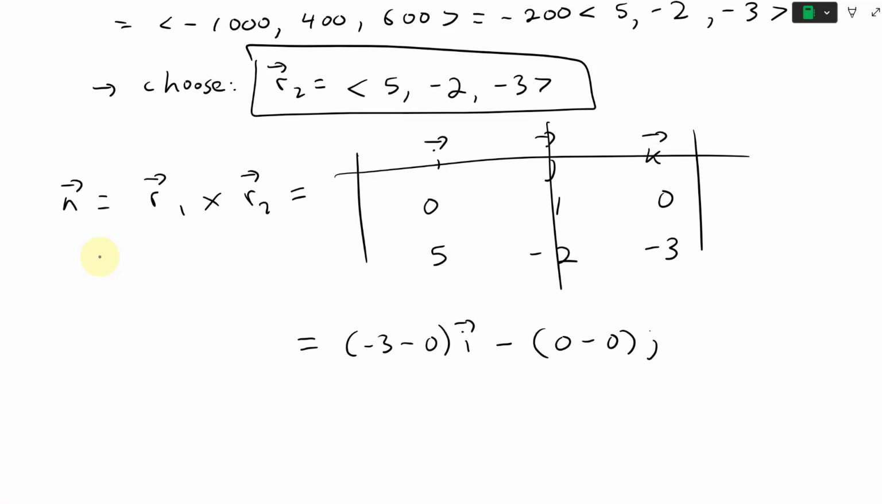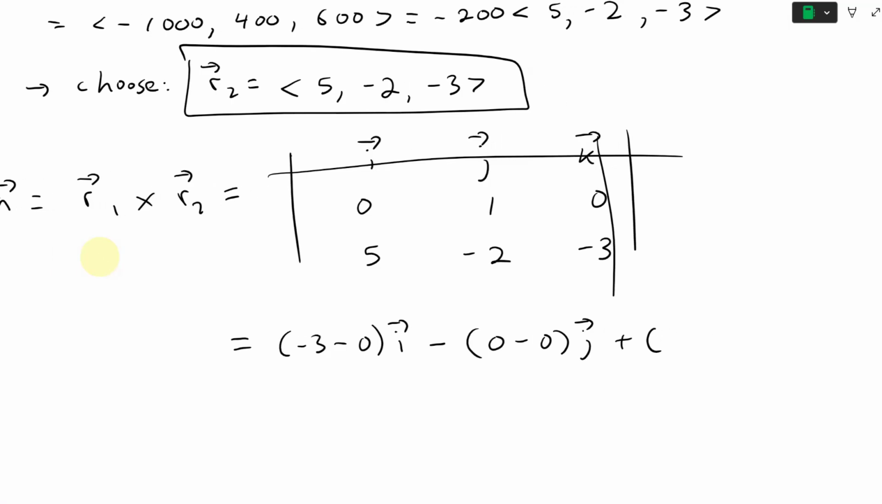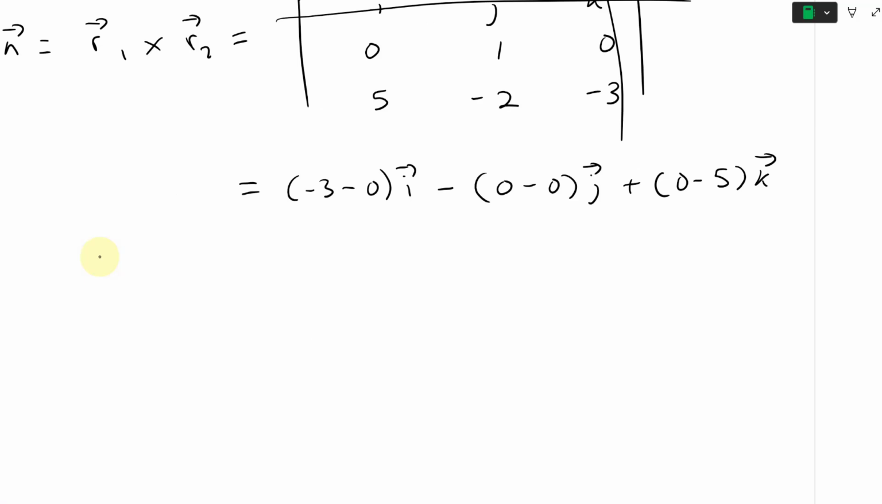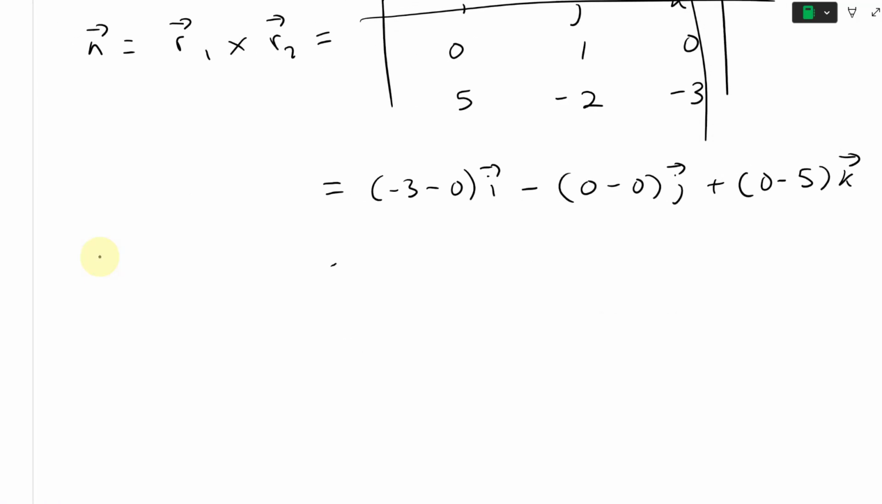And then this is j. And then the next one's going to be plus. Block this out. So 0 times negative 2 is 0, minus 5. Okay, like that. All right, so now what we get is, well, equals negative 3i minus 5k.